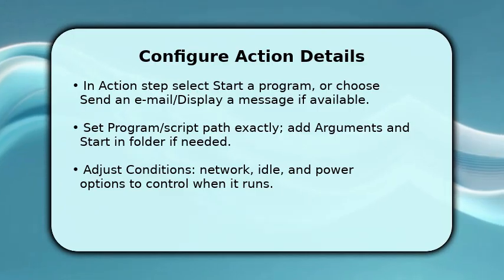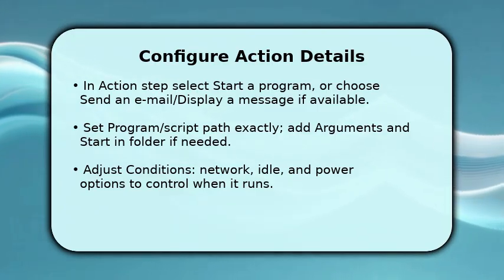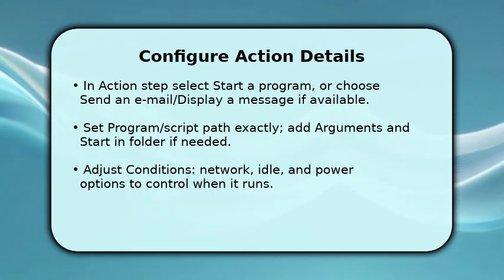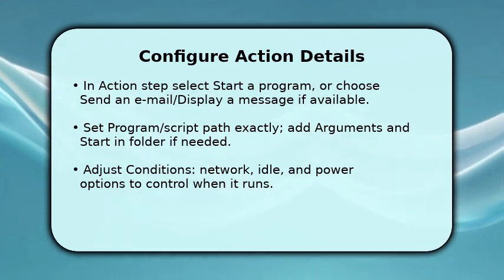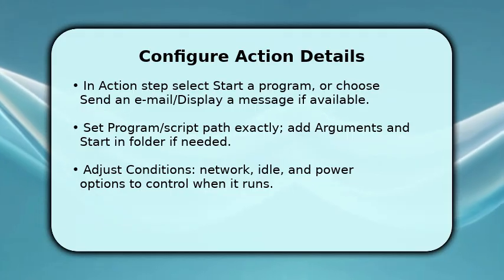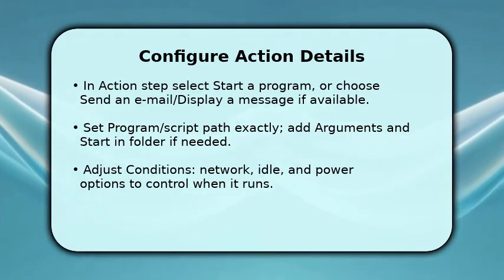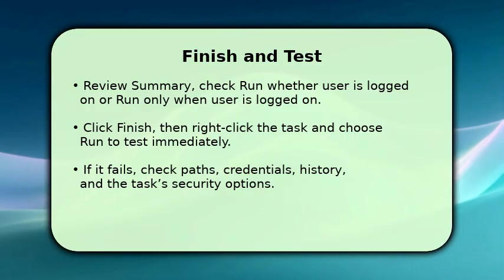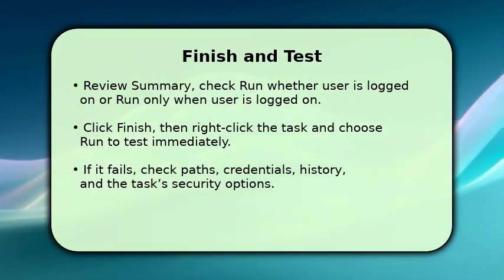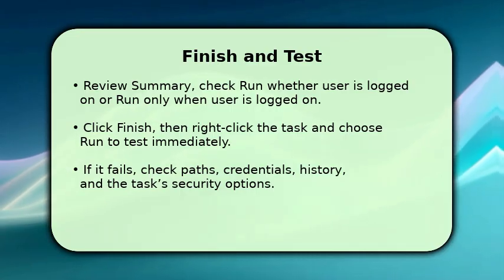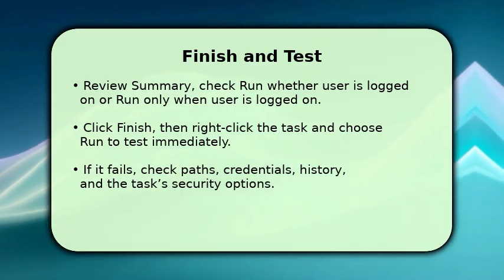Then move to Conditions. Enable or disable network requirements, idle restrictions, and power options to prevent runs on battery if undesired. Once you've set these, switch to Settings to control retries, timeouts, and whether the task can run on demand. Review the summary carefully, making sure the user account and security options match your needs. Choose Run whether user is logged on if you want unattended execution.